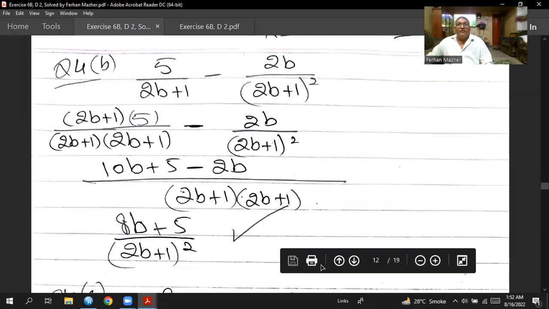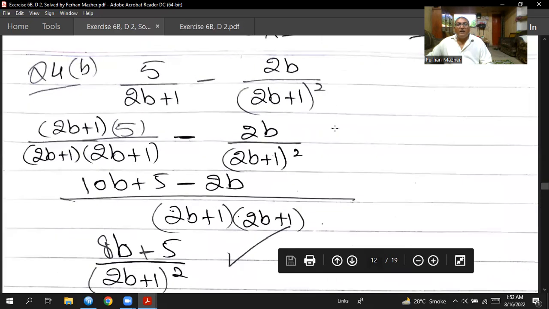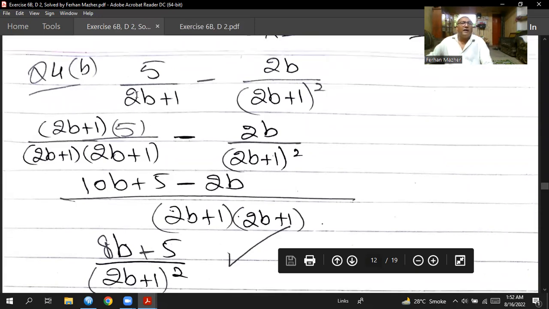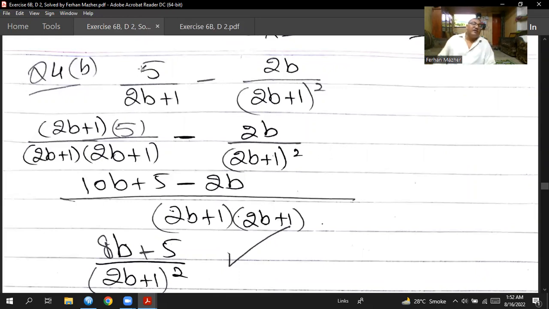Okay, so we will do that. Here I multiply this fraction upstairs and downstairs, numerator and denominator both, with the bracket 2b plus 1. So upstairs I will have 2b plus 1 multiplied with the 5. And downstairs you have 2b plus 1 in two brackets, so this will become 2b plus 1 whole square.